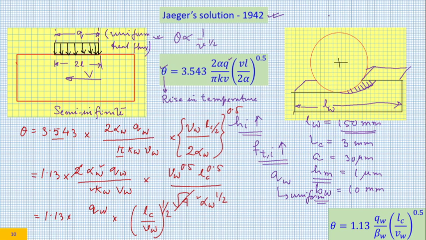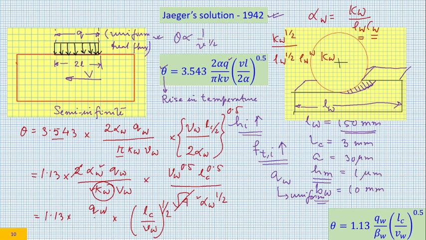What is alpha? Alpha W is nothing but KW by rho W into CW. This is specific heat, this is density, this is thermal conductivity. So this half will come here. So in the numerator you would have KW to the power half, in the denominator you would have rho W to the power half and CW to the power half. And once again, this KW was in the denominator, so that will come here.